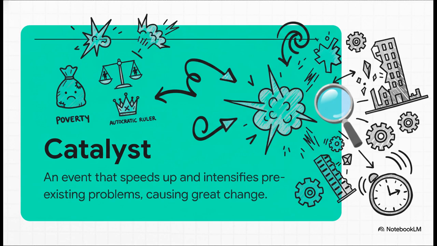What is a catalyst? Well, it's something that doesn't start a process, but it makes that process happen much, much faster. Think about it. Russia already had many problems before the war started: poverty, inequality, a government people didn't like. The war took all these existing problems and just intensified them. It made everything worse and accelerated the whole crisis.